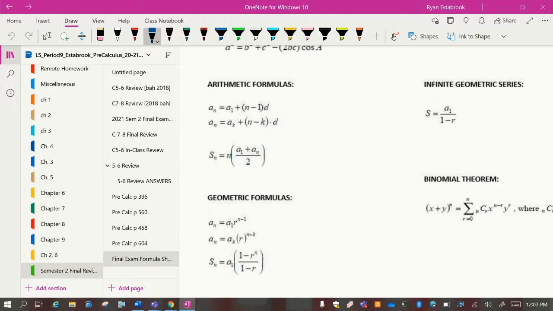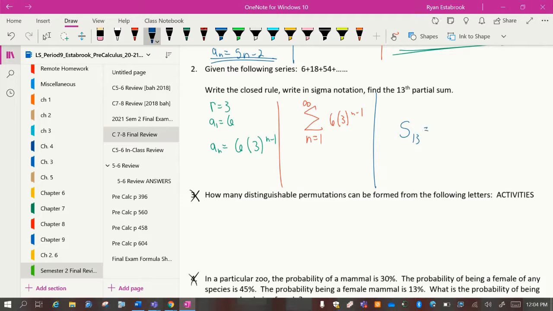Back to the formula sheet. This will turn out to be a pretty big number. Equals the first term of 6, parentheses 1 minus 3 to the 13th over 1 minus 3.